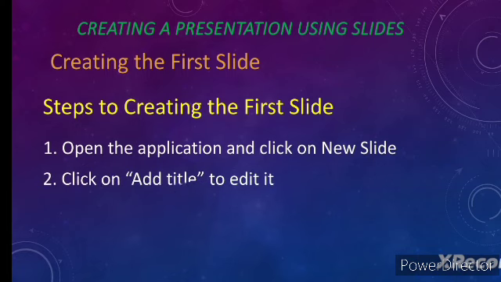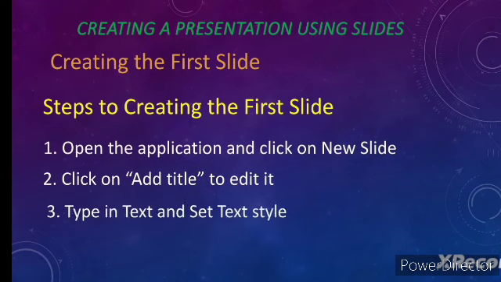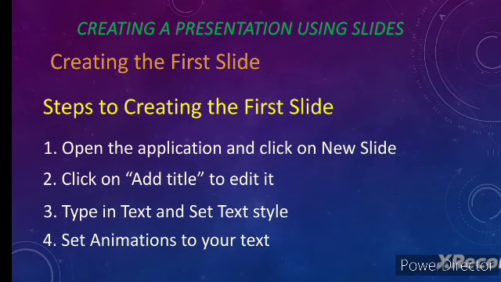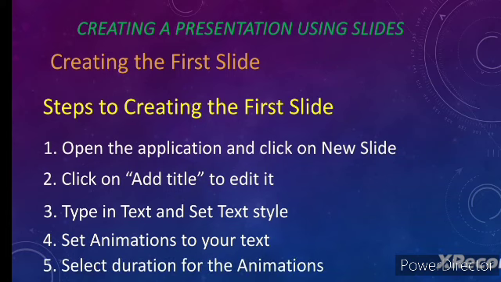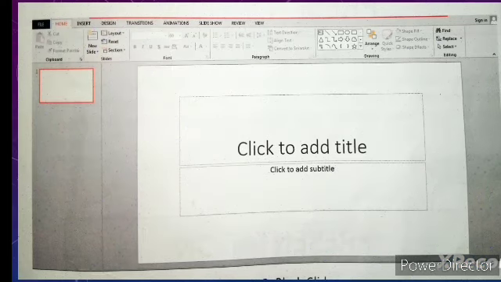Then the number 2 step is click on the Add Title to edit it. After you have a new slide created, you are going to click on the Add Title to edit it and input your own topic. Number 3, type in text and set text style. Type in your text and set the text style. Number 4, set animation to your text. And number 5, select duration for the animation. Okay, quickly, this is an example of what we are talking about.